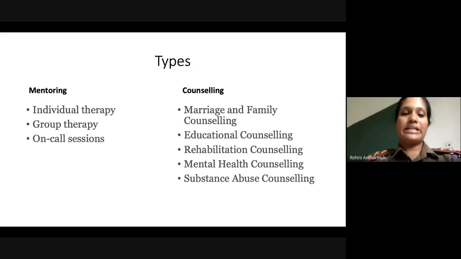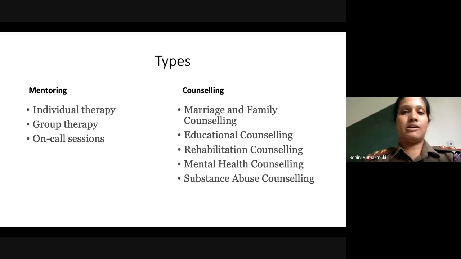So one to many, that is group, and on-call sessions. These are sessions where you are not in person present with your mentee, but you are on call taking these sessions. So it can be online by any forms. These are the different types of mentoring.